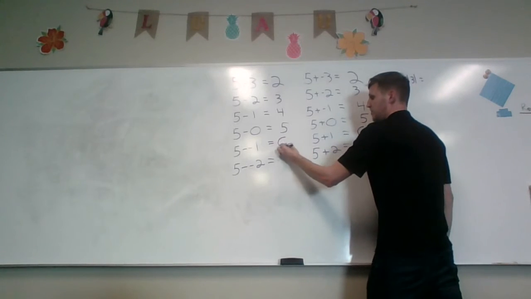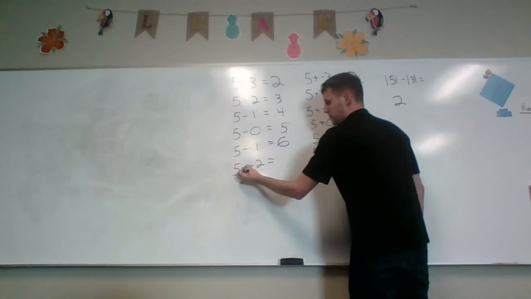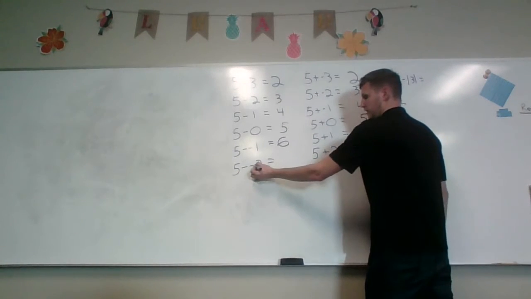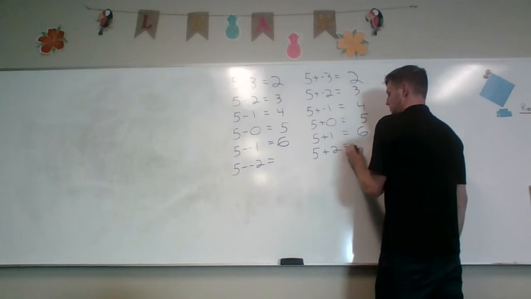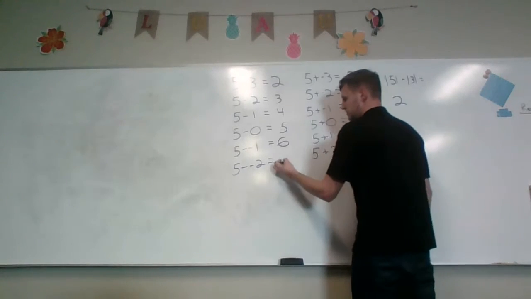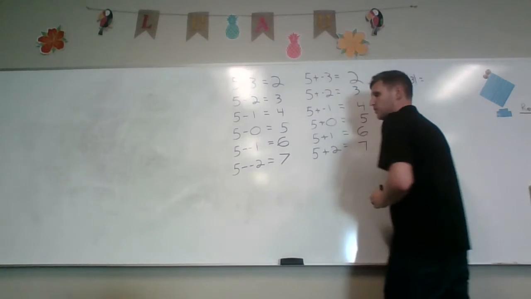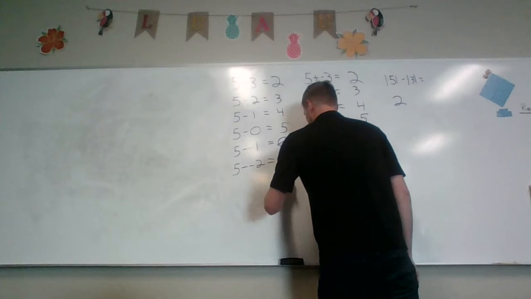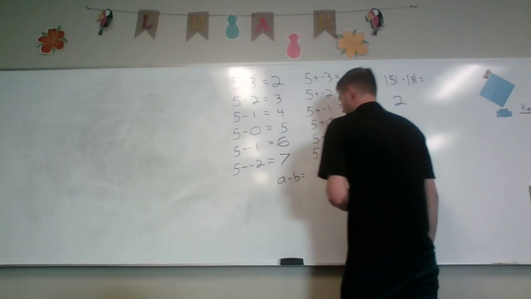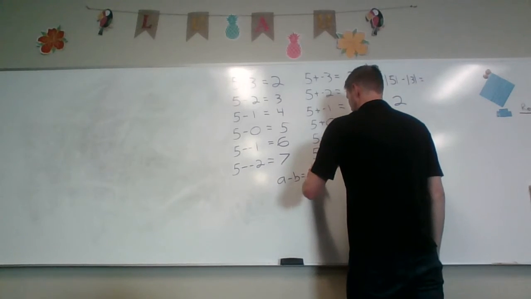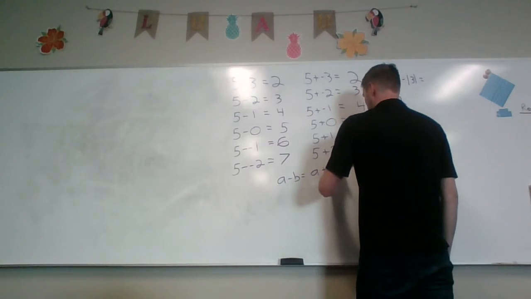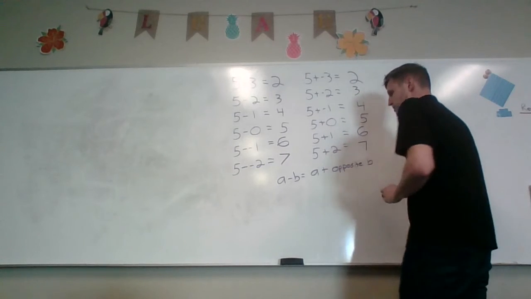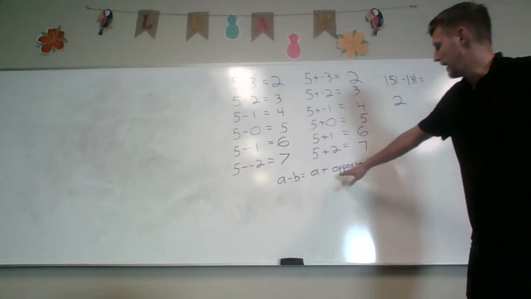We're going to have the same thing over here. 5 minus negative 2, well, I'm going to just change it to a plus sign and write the opposite of this. 5 plus 2 equals 7. So that means 5 minus negative 2 would equal 7. So in this, you can do A minus B is the same thing as A plus the opposite of B.